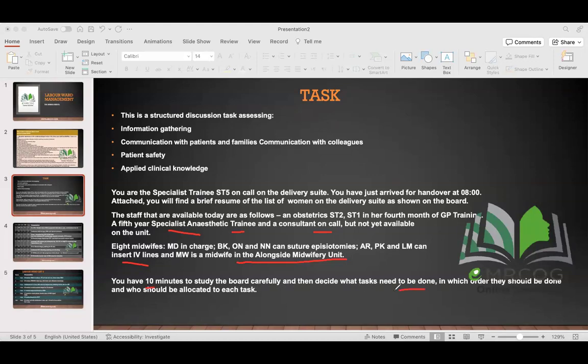So that means he wants from you the management of each case, in which order they should be done, meaning prioritization is required. So I have to say that this case is managed first, this is second, and so on, okay? And staff should be allocated to each task. So that means you need to say who is going to do what, or whom you are going to send for every task.